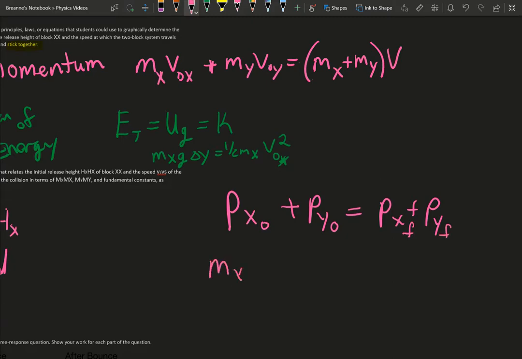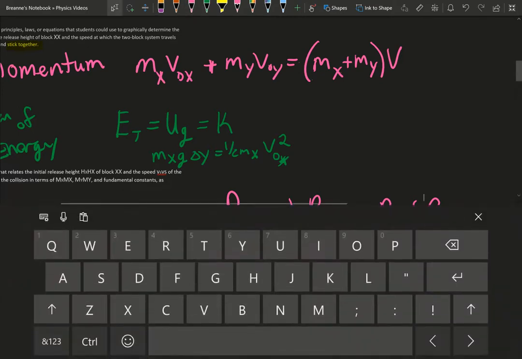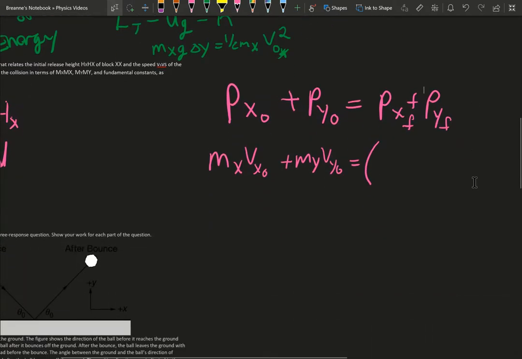Because momentum is just mass times velocity, you have mass times velocity plus mass times velocity equals, but here they say it sticks together. So your velocity is going to end up being the same. You can just do mass of x plus mass of y times your final velocity. Anytime something says it sticks together, you can just use that.